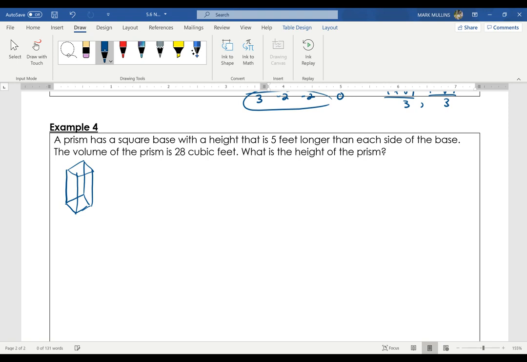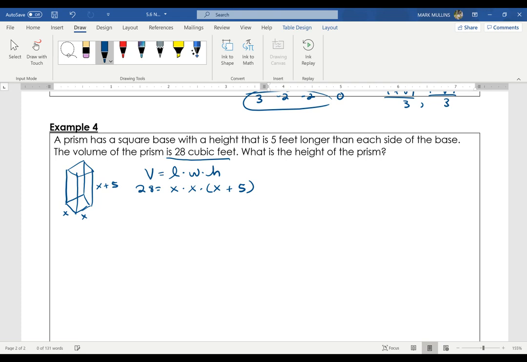And the height is 5 feet longer than each side of the base. So let's call the side of the base x, and it's a square, so they're both x. And then the height is 5 feet longer, so that will be x plus 5. The volume is 28 cubic feet. What is the height? So let's think about our equation for volume. Volume equals length times width times height. So our volume is 28, and our length is x, and our width is x, and our height is x plus h, or x plus 5.